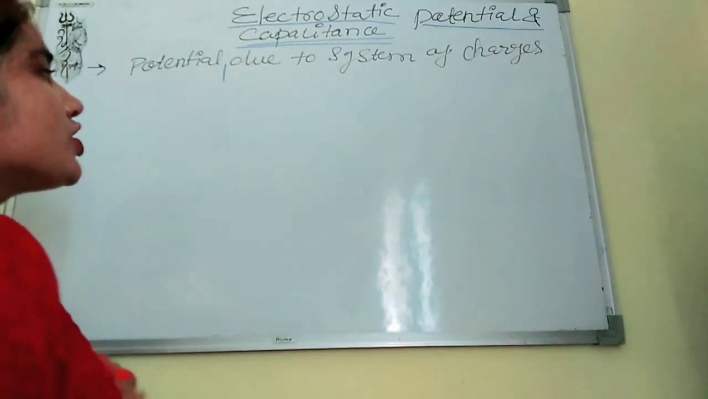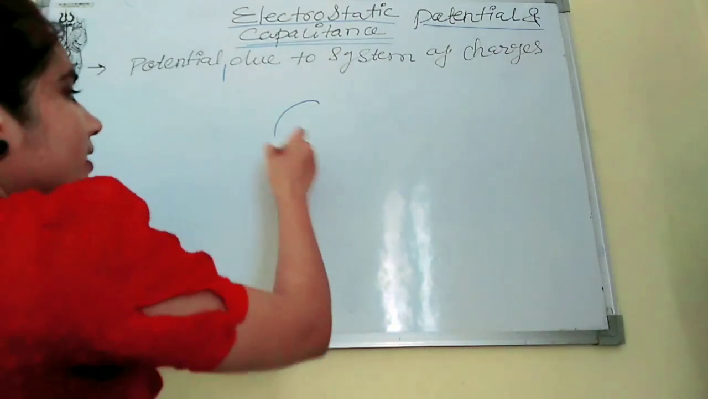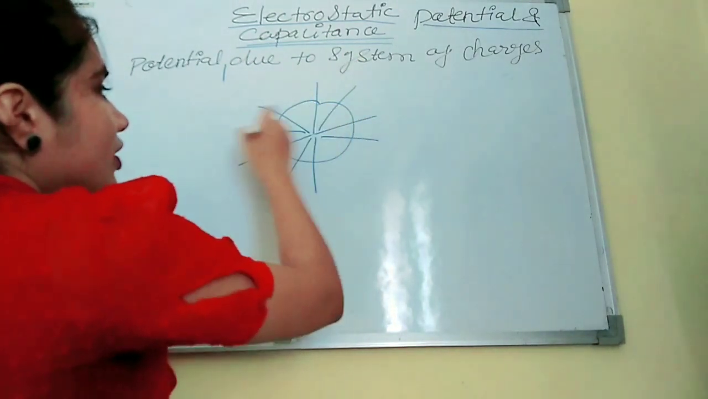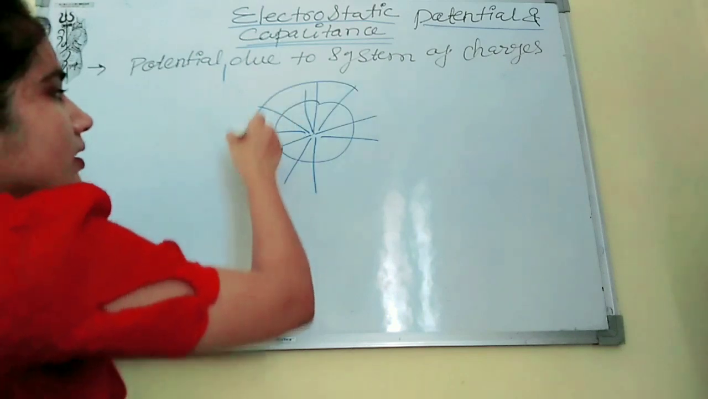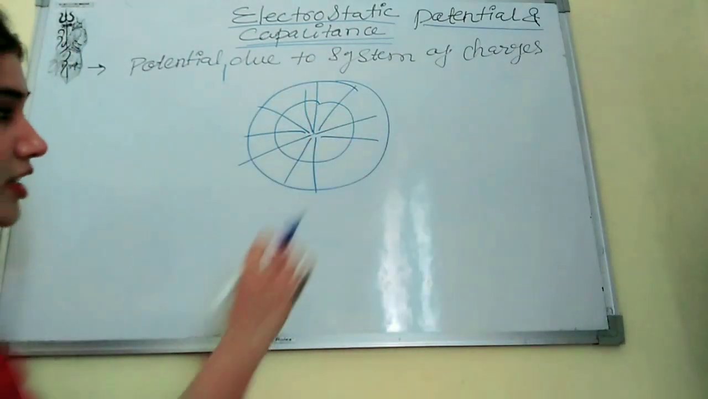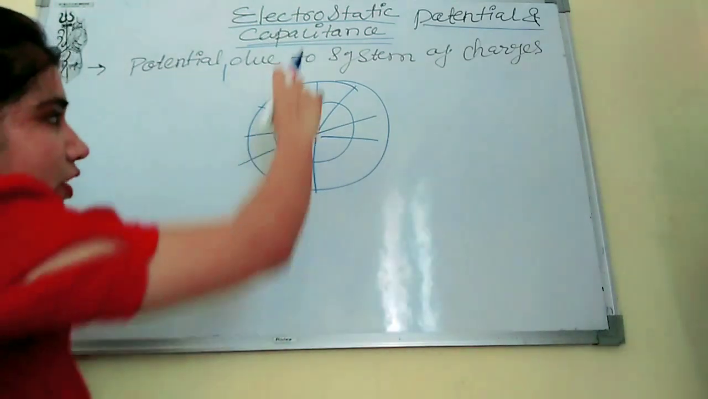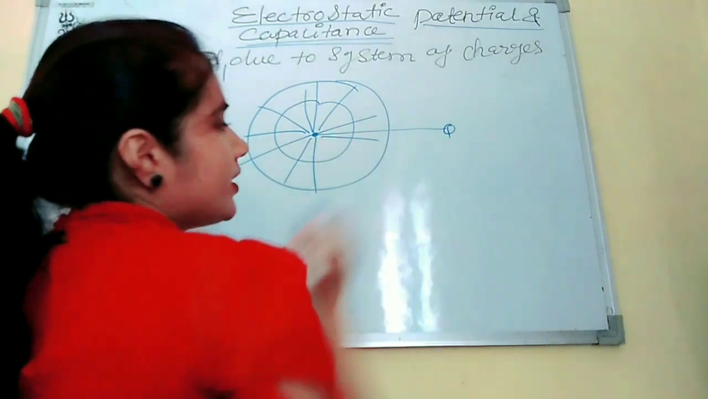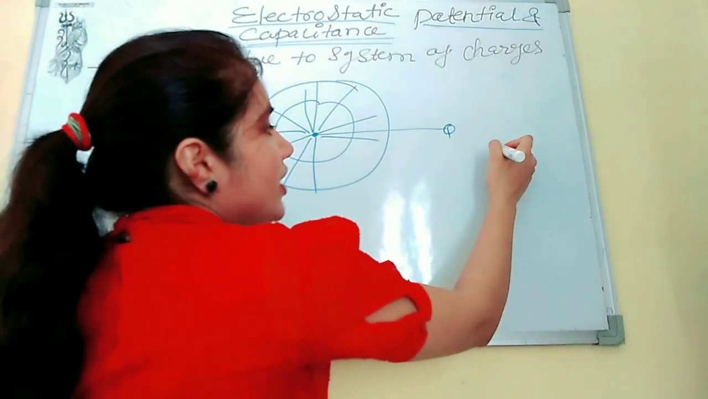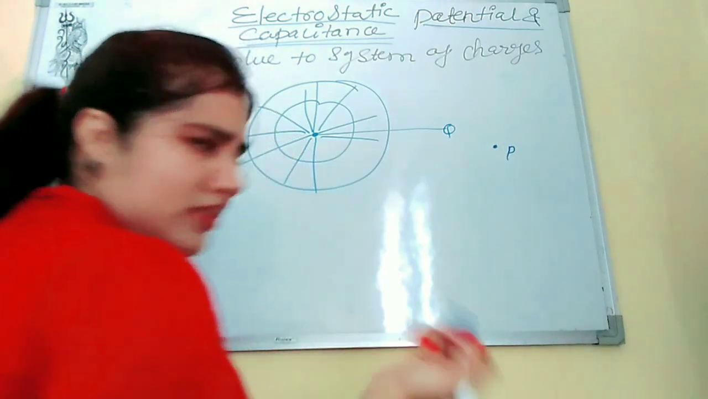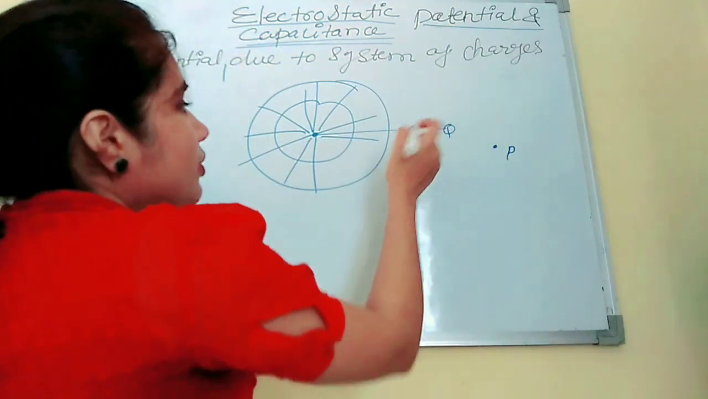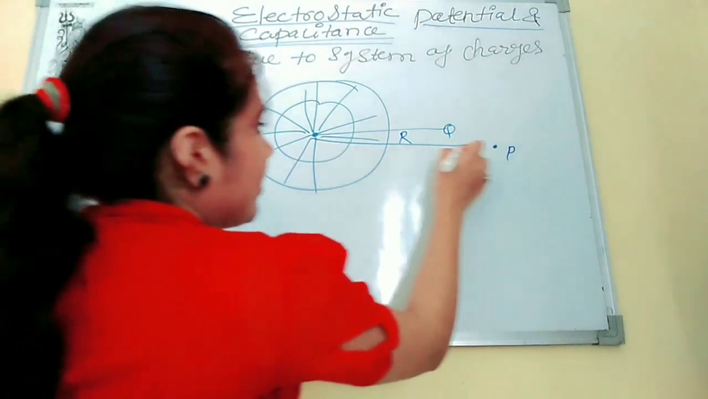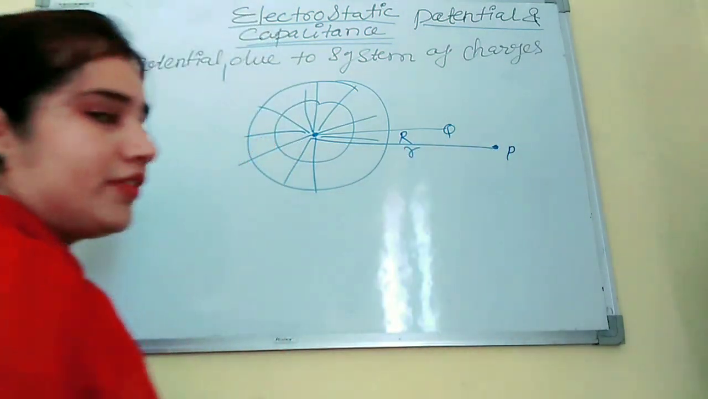Now suppose charges are distributed uniformly like this. It will go like this, and it will create this kind of surface, a spherical shell. Suppose a charge Q is placed here and we have to find the potential at this point. We are marking it P. From the center to the shell has radius capital R, and from the center to this point the distance is small r.